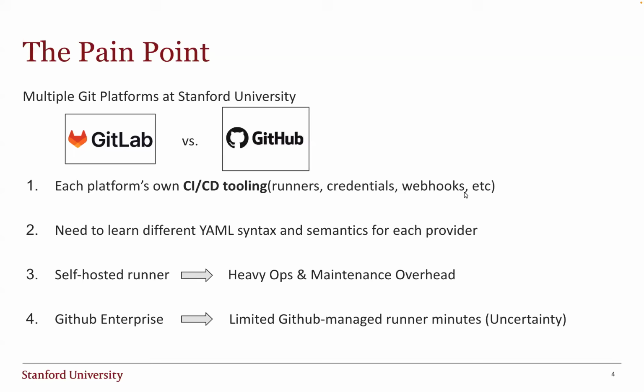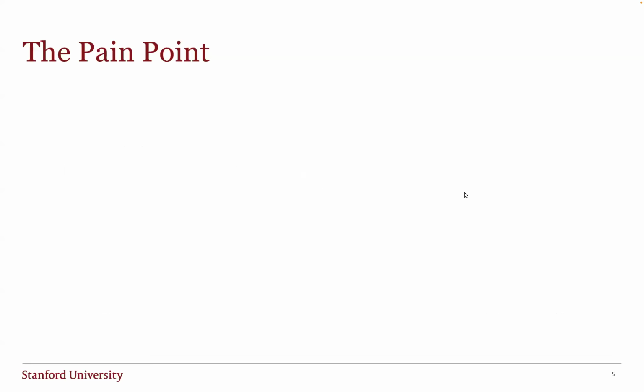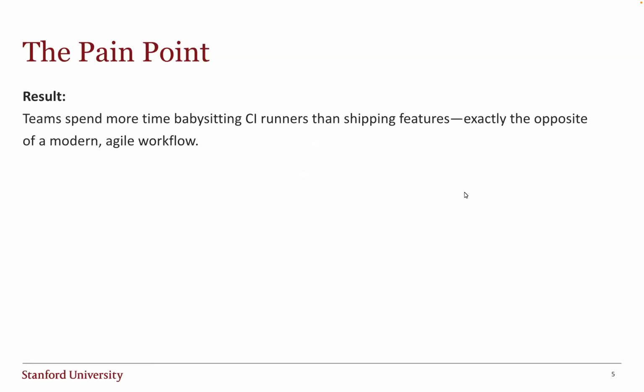And also, even though you're using the GitHub Enterprise version, there's still a limitation, which is that the GitHub Managed Runner has limited minutes allowed. So the more users we have, or the more repos we have under the GitHub Stanford Enterprise license, that means we are going to have fewer and fewer minutes allocated per repository under GitHub. So that was the uncertainty that my team wanted to avoid. The result is, with this pain point, a lot of teams spend more time actually babysitting CI runners rather than shipping actual features. So this is exactly the opposite of a modern and agile workflow.